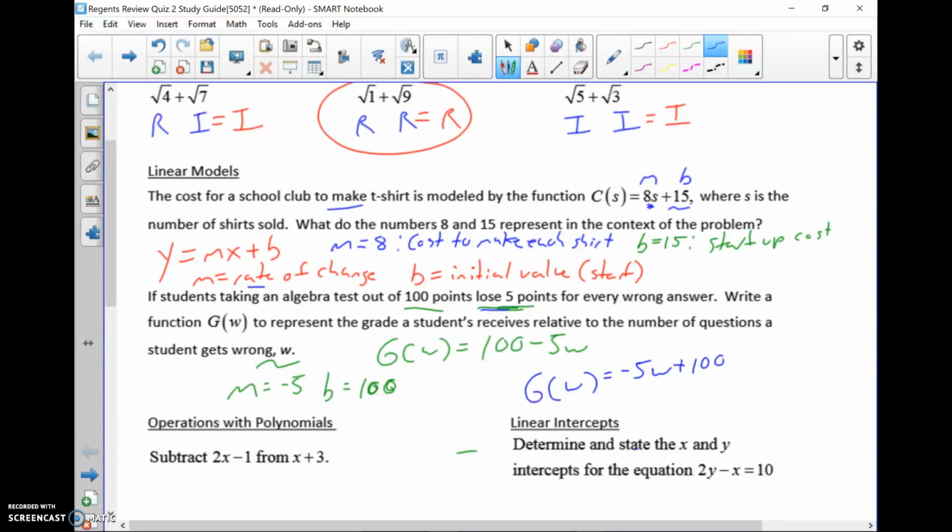I guess you could think of some tests as you start at 0 and then you plus 5 each time. I tend to think of it as you start at 100 and then it goes down for every wrong answer, but I guess you could go either way. But based on how they word this problem about losing 5 points, this is what they're looking for.